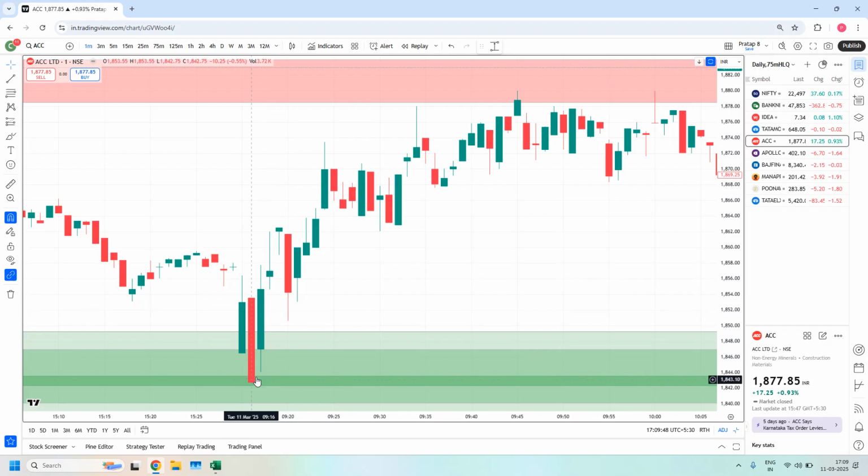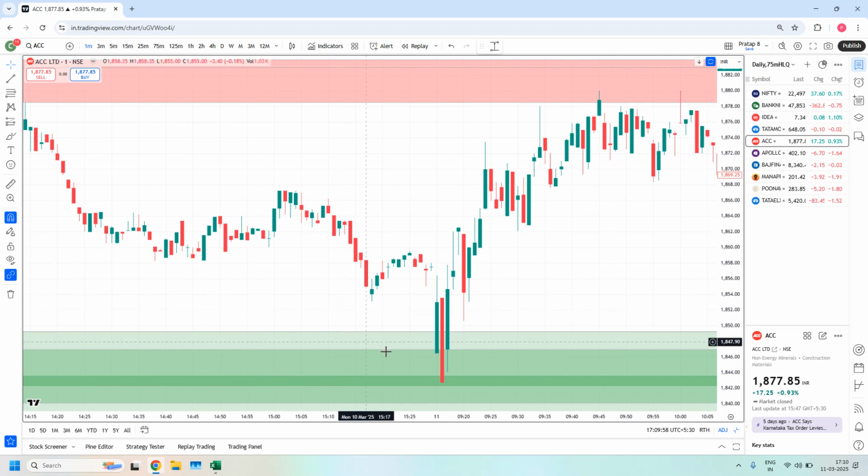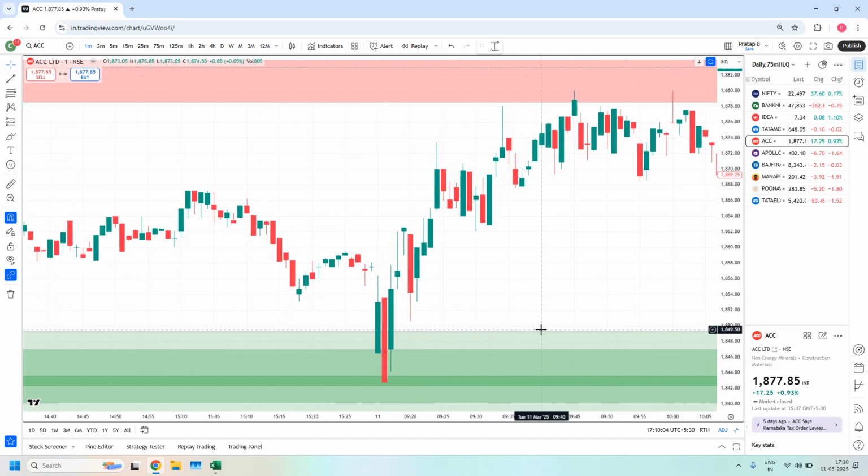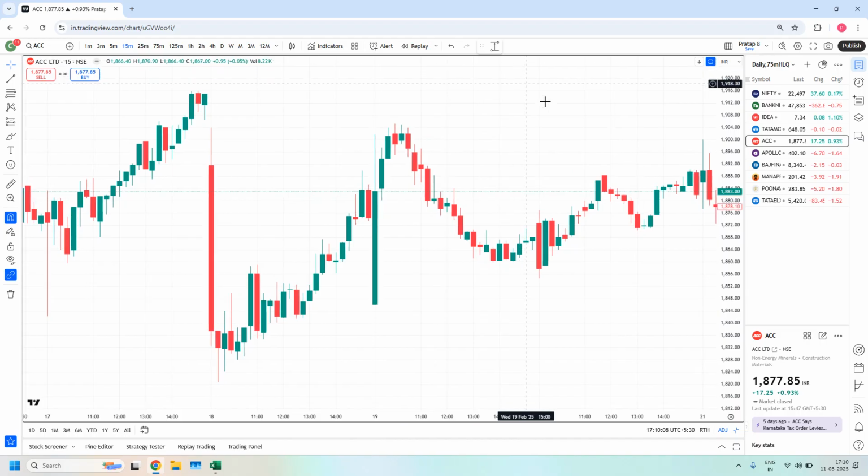Especially at the end of the morning 9:16 candle, enough time you might have got to get a trade. This is a very good trade. We should not miss this trade either. This one or Bajaj Finance, they are the perfect trades. Okay, what is the target? 15 minutes target.